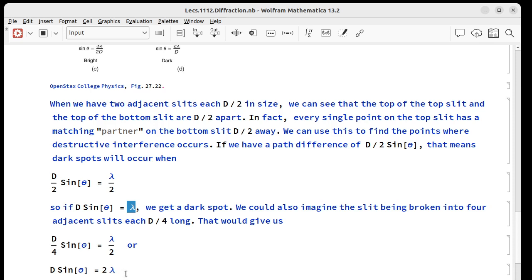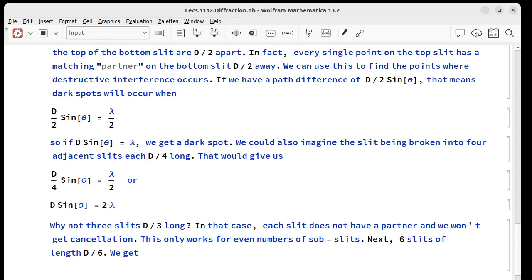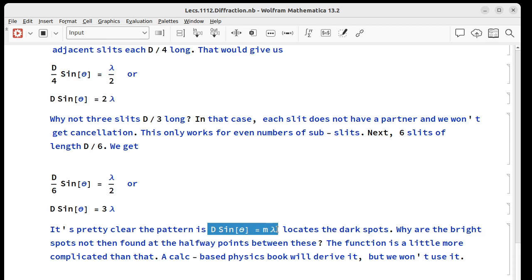And you might think, why not do 3 slits that are 1/3 of the distance long? And the reason is, there each slit does not have a partner, and we don't get cancellation. So we only get this for even numbers of slits. If we had 6 slits of length d over 6, we'd get d over 6 sine theta equals lambda over 2 for a dark spot, or d sine theta equals 3 lambda. So if we go back and look at this, we're starting to see a pattern. d sine theta equals lambda, or 2 lambda, or 3 lambda. The pattern is pretty clearly d sine theta equals m lambda gives you the dark spots.